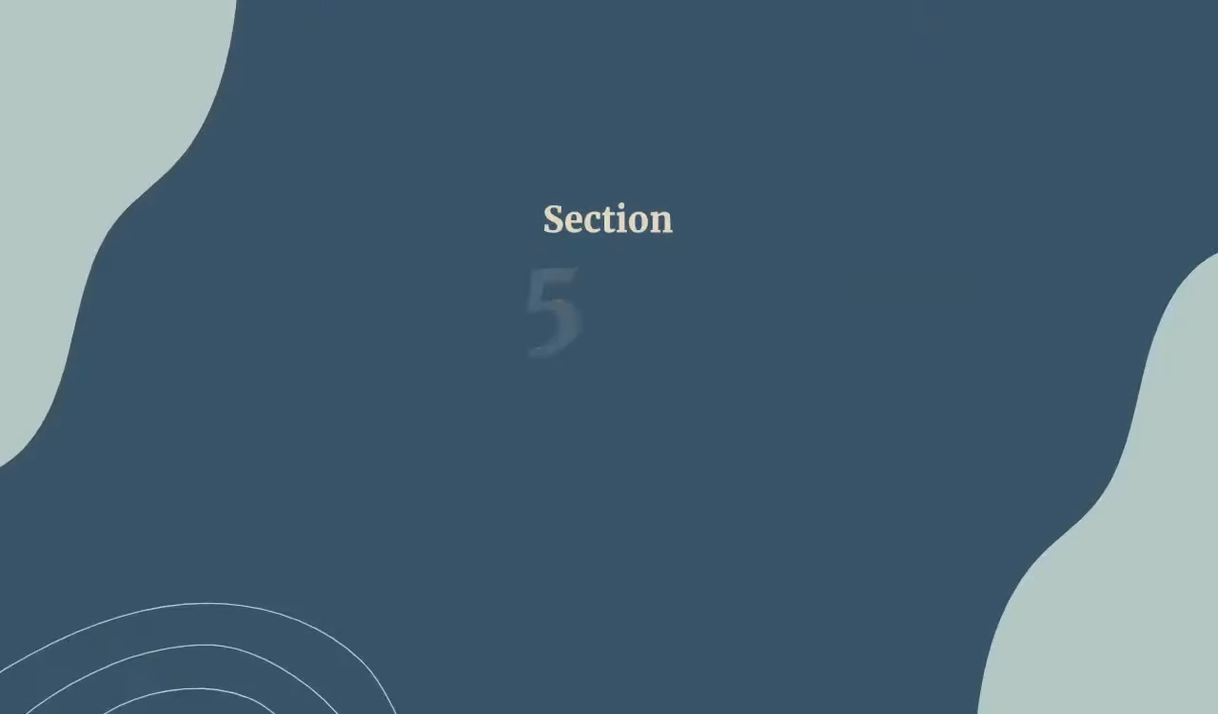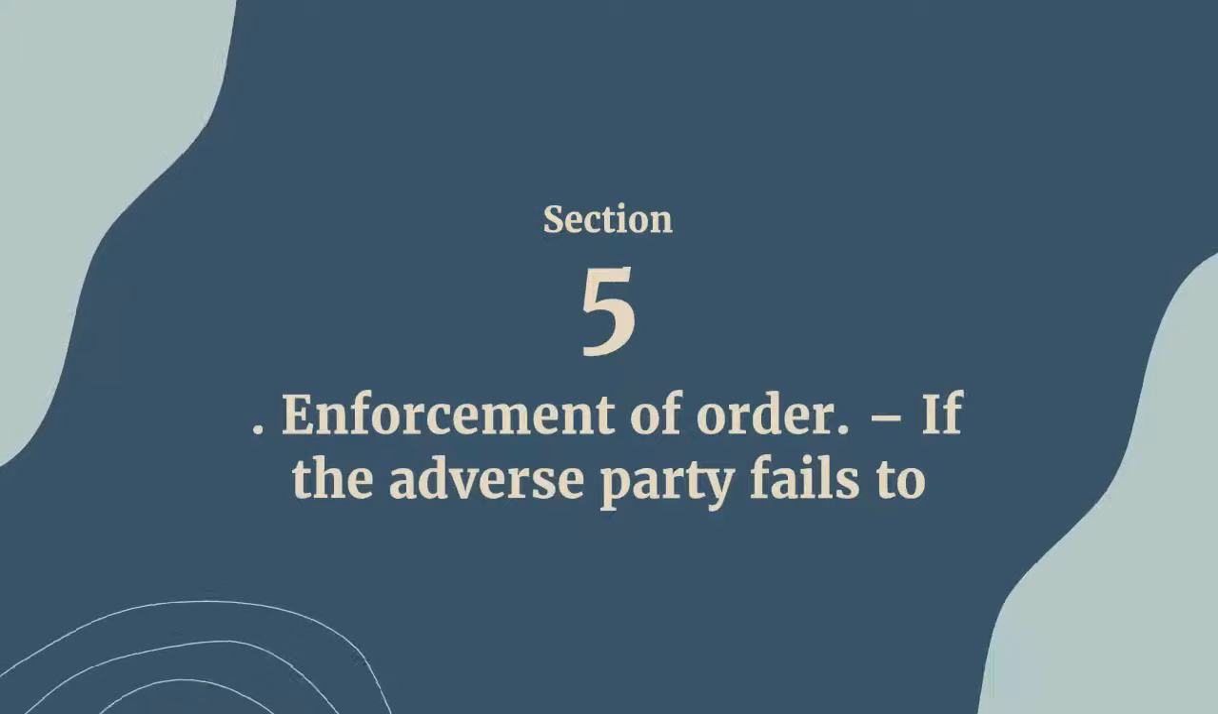Section 5. Enforcement of order. If the adverse party fails to comply with an order granting support pendente lite, the court shall, motu proprio or upon motion, issue an order of execution against him, without prejudice to his liability for contempt.